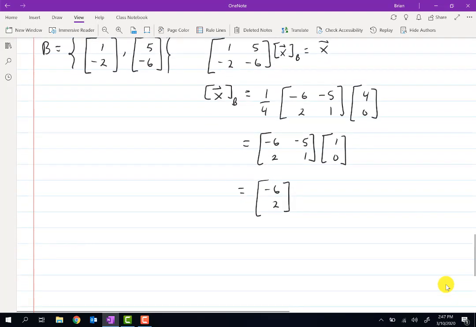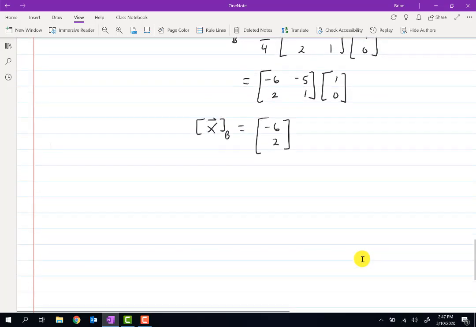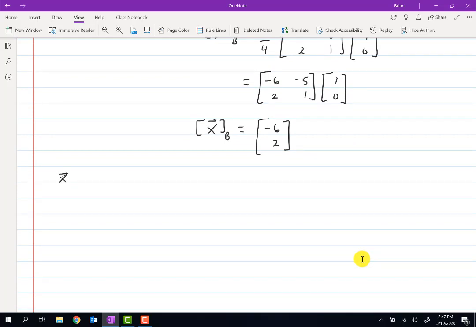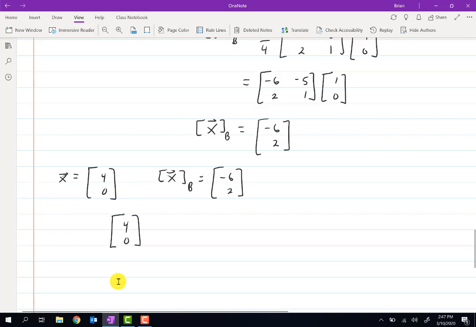So there's our x sub b is negative 6, 2. Now notice something. Let's go back to the original vector x, which was 4, 0. And x sub b equals negative 6, 2. Now go back to the original vector 4, 0, and I'm going to use these as my coefficients for the representation here.